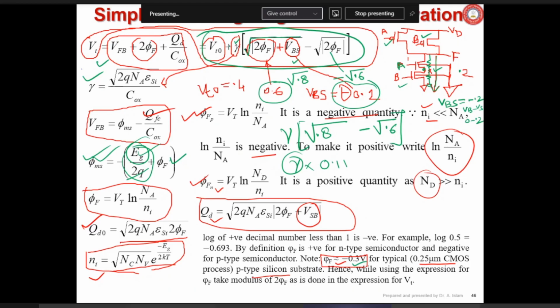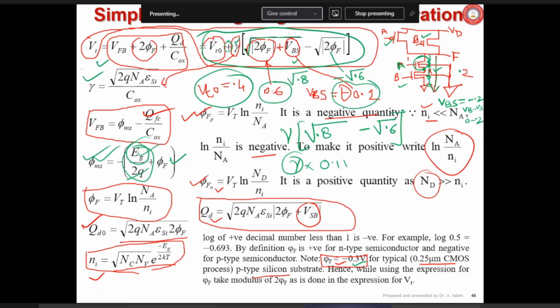And here it is a plus sign, so Vt is going to increase. The threshold voltage of this top N MOSFET is going to increase compared to the bottom one. The bottom one is going to be Vt0 only. If Vt0 is 0.4 volt, it remains 0.4 volt. But the threshold voltage of the top MOSFET is going to increase.